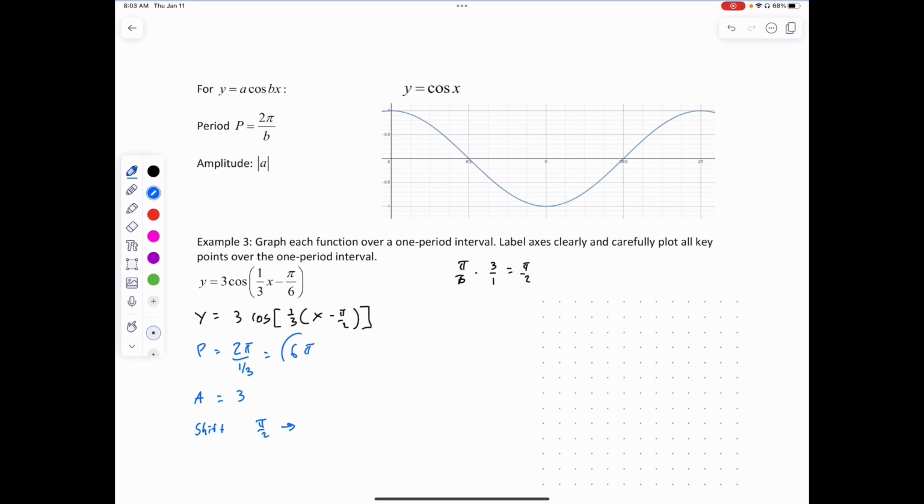Okay? Because my period is 6 pi, what am I going to be counting by? Well, 6 pi divided by 4 is 3 pi over 2. So I'm going to be counting in multiples of 3 pi over 2.